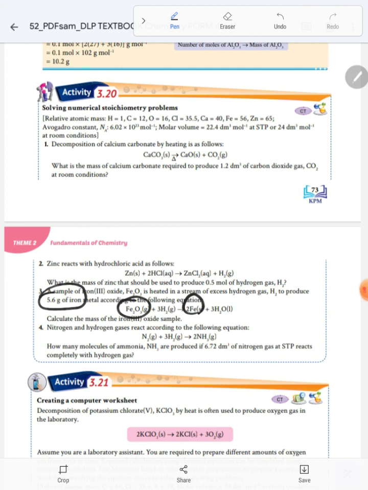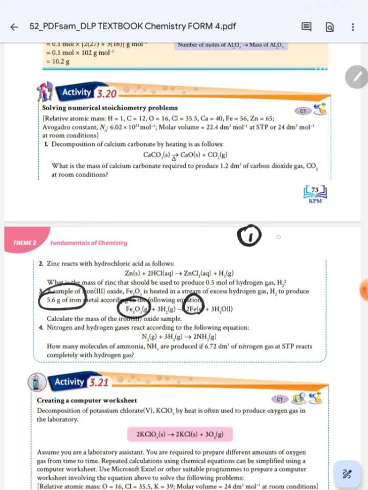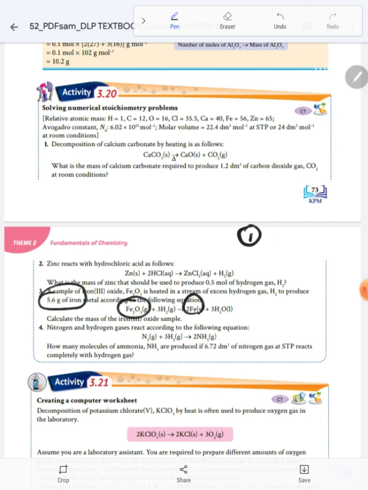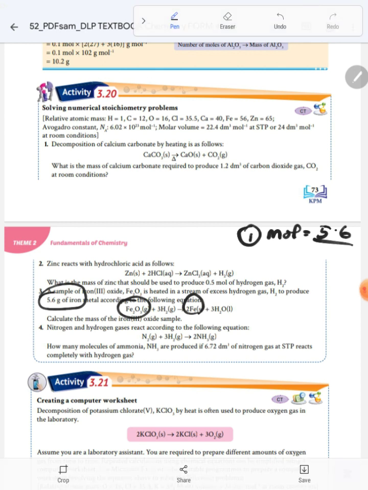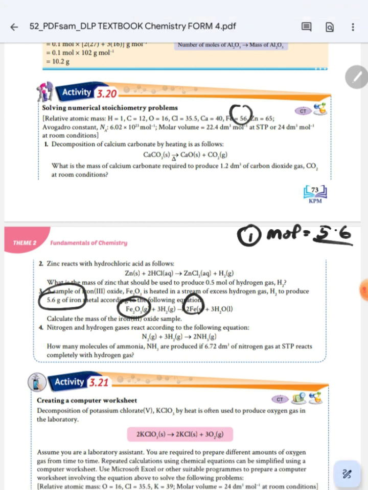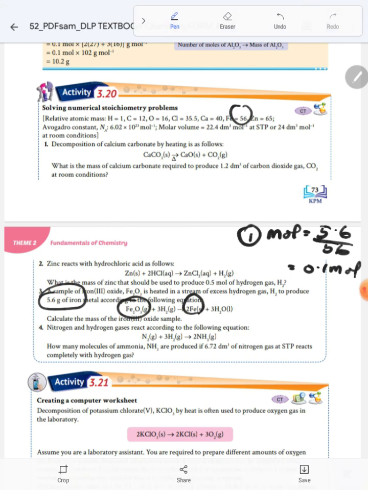Okay, now, first one is calculate the mole of the given information. The given information is iron, which is mass of iron. So mole equals 5.6 divide by the RAM of iron, which is 56. So you will get 0.1 mole. This is mole of iron. Next is the ratio.